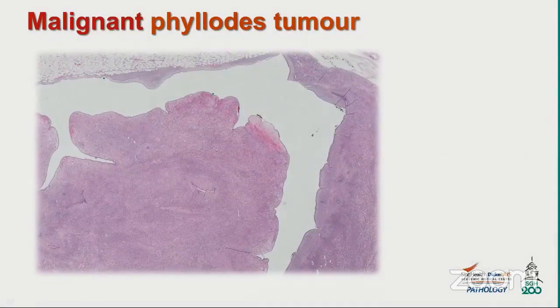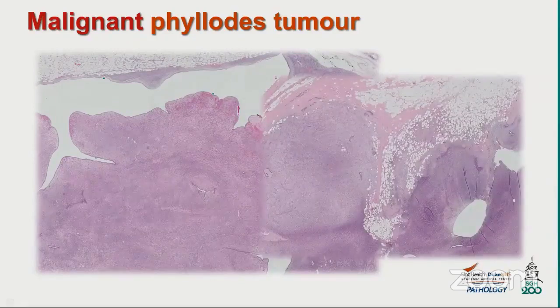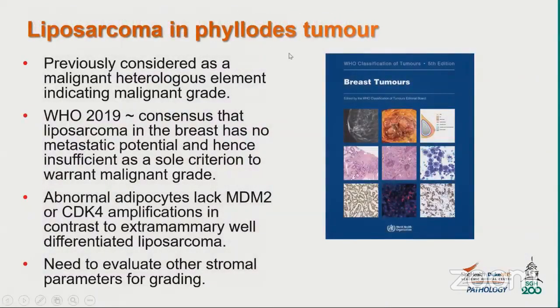An example of the malignant phyllodes tumor in which there is an expanse of hypercellular stroma forming a frond projecting into a clefted space, and areas where there is diffuse infiltration into the surrounding adipose tissue, with absence of epithelial elements indicating stromal overgrowth.